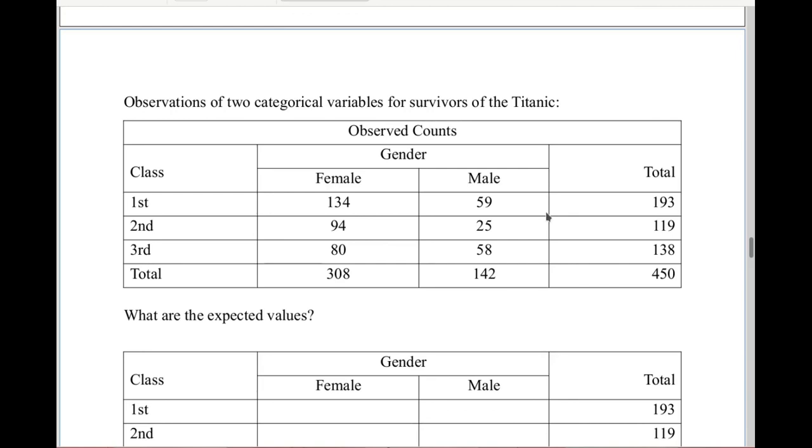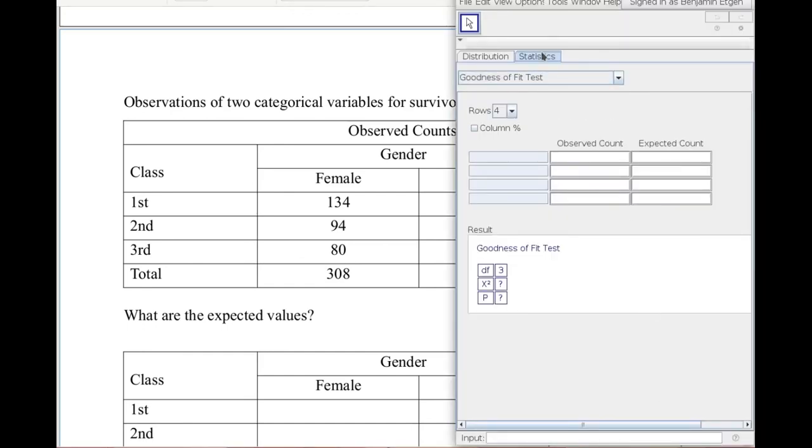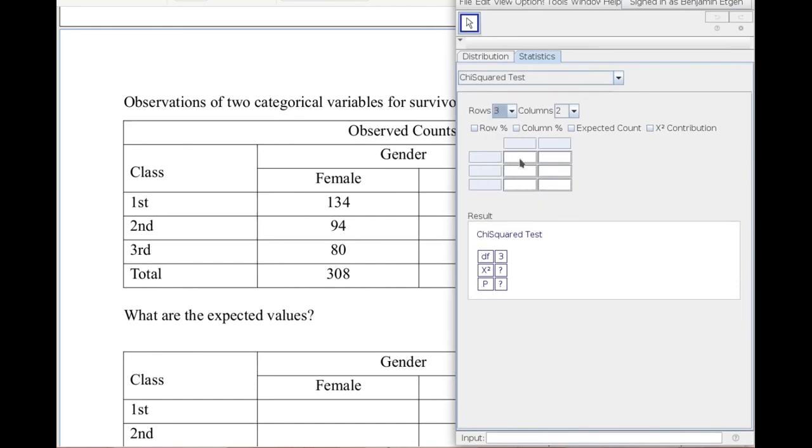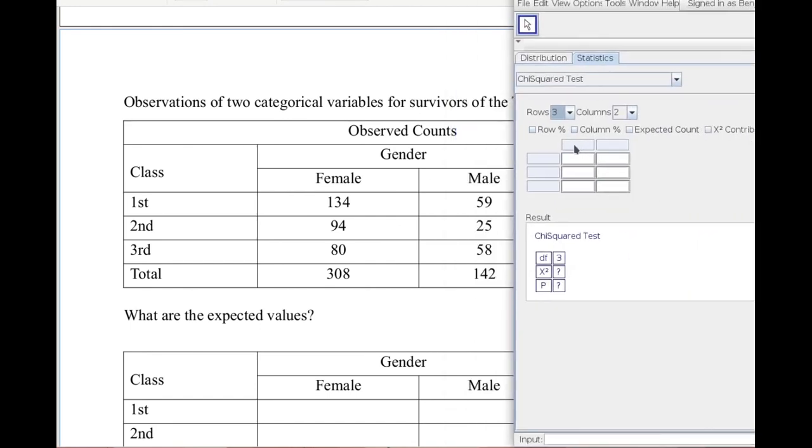Let's take a look at our first example of a chi-square test for independence. So let's bring up the calculator. Let's go into statistics and down to a chi-square test. So 1, 2, 3, it looks like we need 3 rows and 2 columns. So let's name things female and male for our columns, and then first, second, and third for our rows. Now let's put in the information.